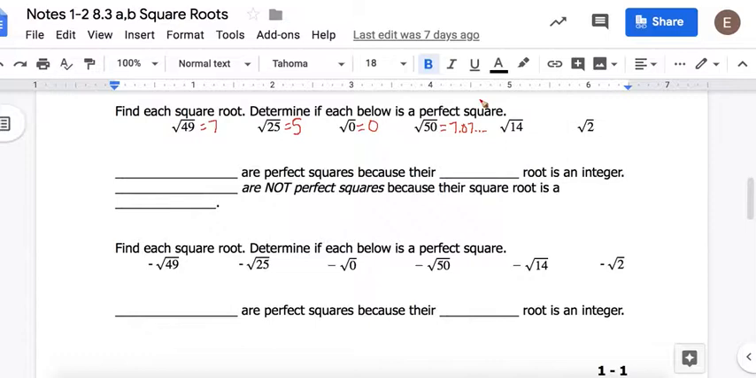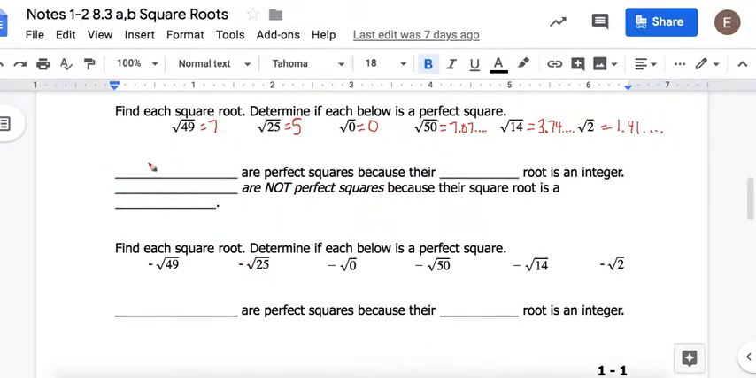The square root of 14 would be 3.74 dot dot dot. And finally, the square root of 2 would be 1.41 dot dot dot. And the dot dot dot shows that it goes on and on forever. But it is not repeating, so I did not use a repeating symbol.